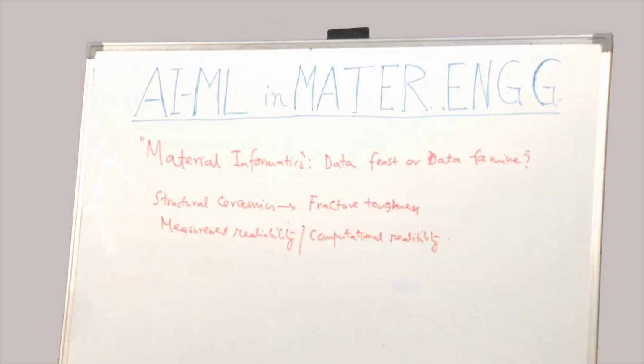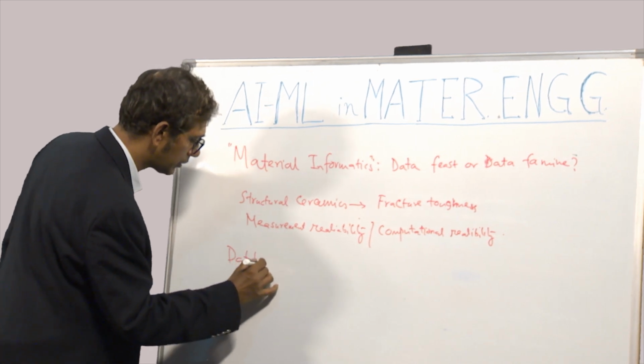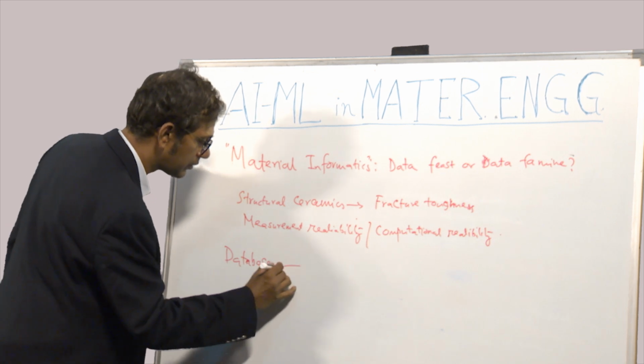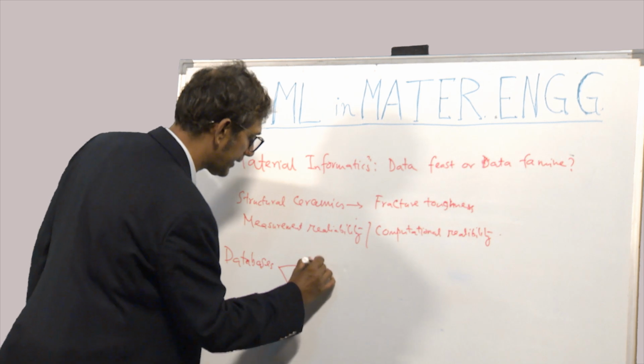So, in this connection, let me tell you, in material science there are two types of databases we use, two categories of data sets which are very famous. One is called material property databases.